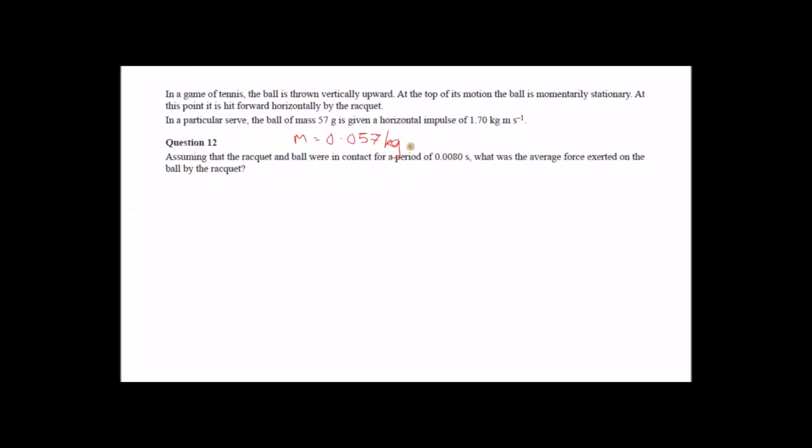Okay, so the ball is in contact for a period of 0.008 seconds, and we're trying to find the average force. Now, if we're interested in force and time, then we're interested in impulse. Now, we've already been told what the impulse is, I equals Ft, so the force is going to be the impulse divided by the time, so it's going to be 1.7 kilogram meters per second divided by 0.0080 seconds, which is going to be a reasonably high amount of force.